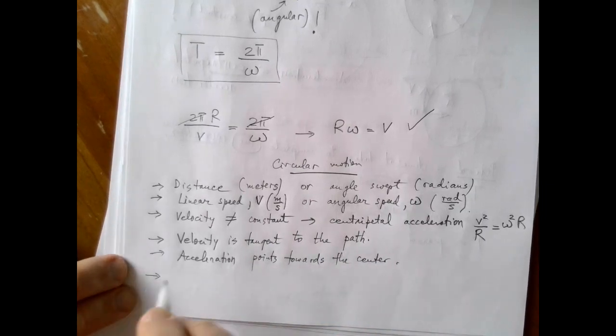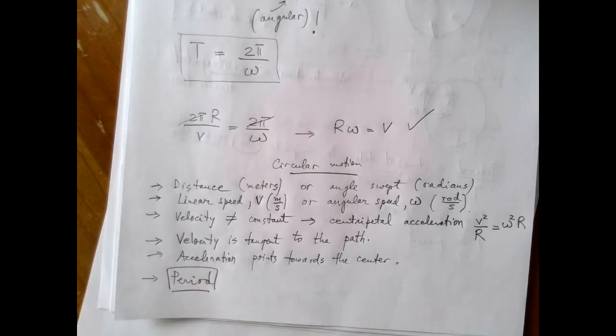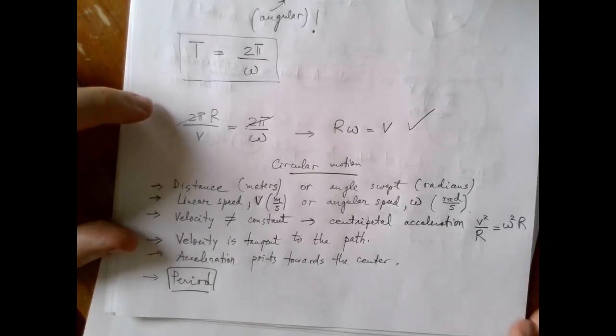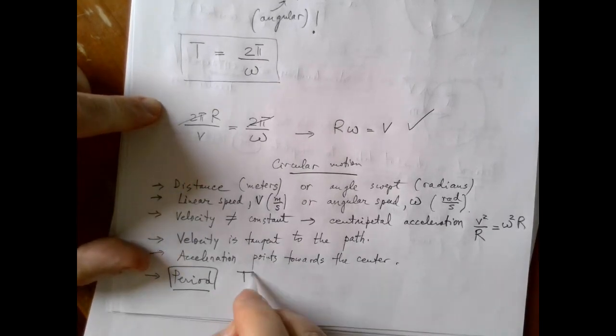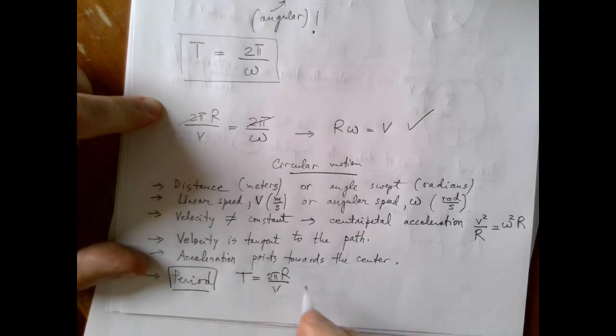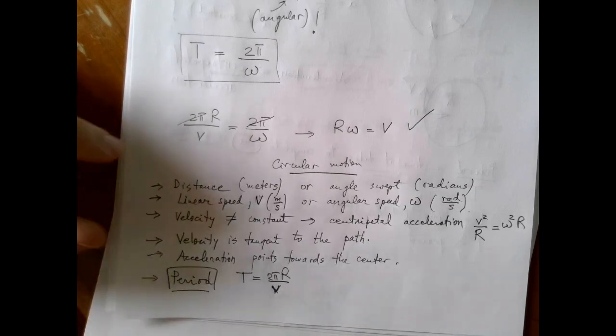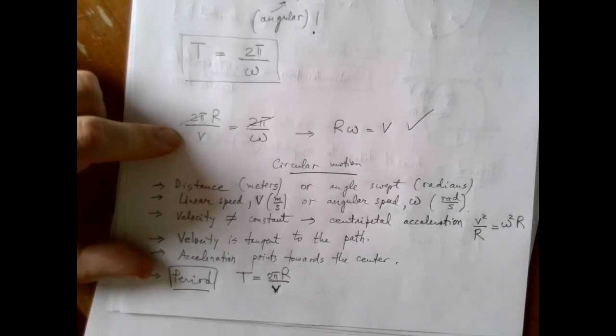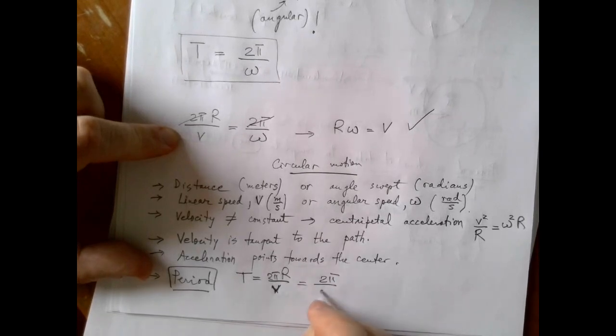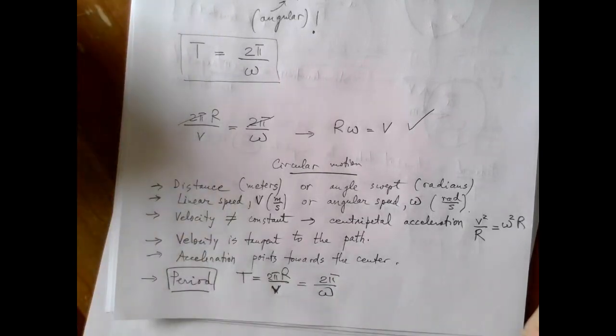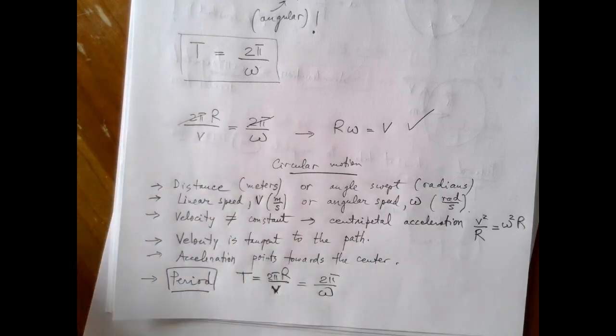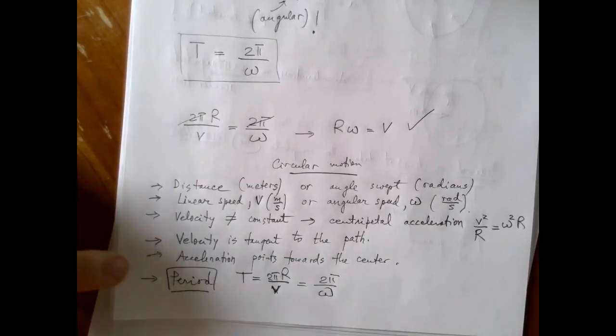And finally, we have the concept of period, which is the time required for one revolution, which will be either 2 pi r over v, if we look at distance traveled divided by linear speed, or it will be 2 pi over omega, if I look at the angle swept divided by the angular speed.